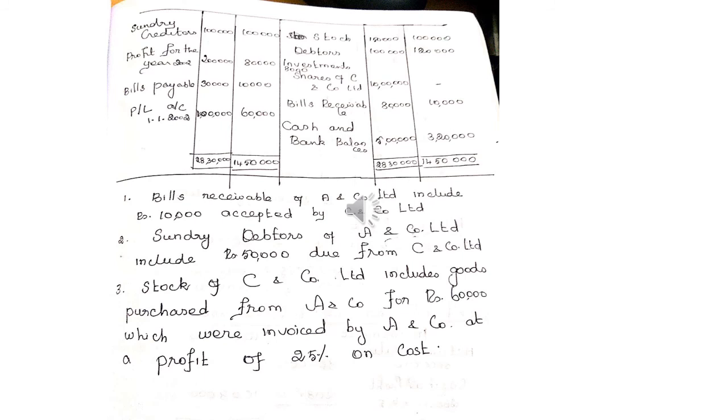So investment is 8,000 shares at rupees 10 lakh. Then we have to see the adjustments. Bills receivable of A and Company Limited include rupees 10,000 accepted by C and Company Limited. Sundry debtors of A and Company Limited include 50,000 due from C and Company Limited. Stock of C and Company Limited includes goods purchased from A and Company for rupees 60,000, which were invoiced by A and Company at a profit of 25% on cost.